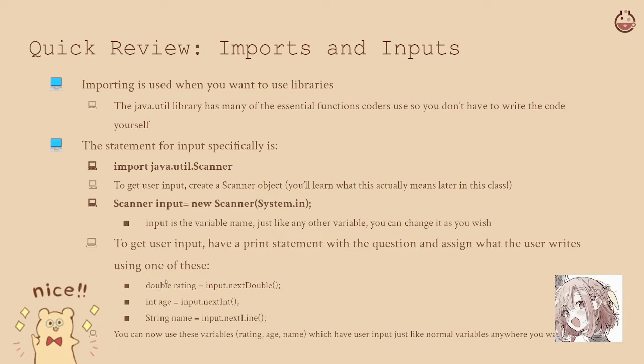So for doubles, you declare the variable as a double, and then you do equals input, which is the name of the scanner, and you can name this whatever you want. If you name something different here, just remember to use the same name here. Then .nextDouble, because this is a double variable, then parentheses, and then a semicolon. For int, you use .nextInt, and for string, you use .nextLine. Remember that these vary based on type. After that, you can just use them like normal variables.